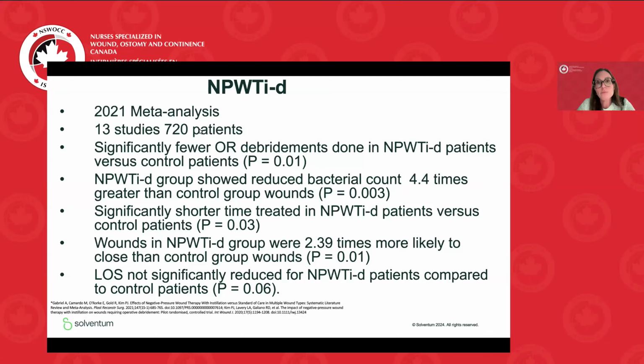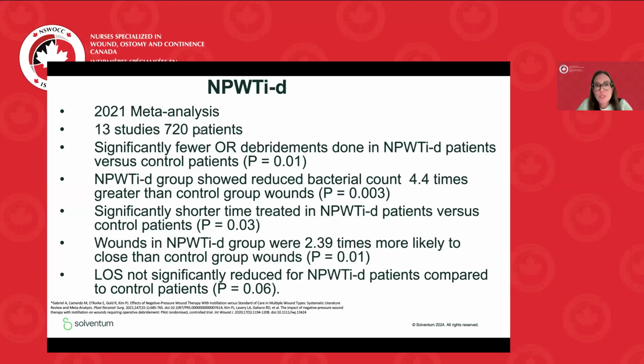This is another little bit of a paradigm shift for us because I know when I was trained on negative pressure, you couldn't really have necrotic tissue, right? You didn't want that sloughy tissue at the base of your ulcer for the negative pressure use. But with a negative pressure instill and dwell, we can, right? So we don't need it to be fully 100% granular to use it, and we can decrease those OR debridements.